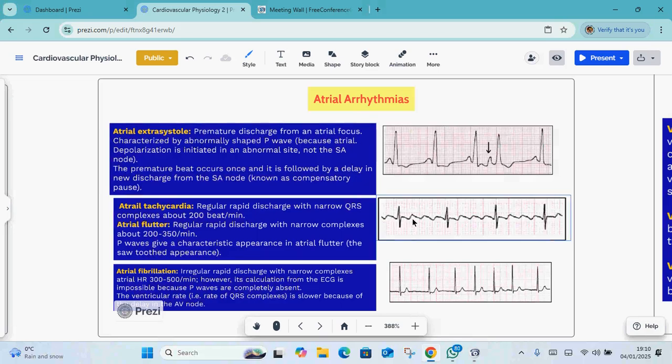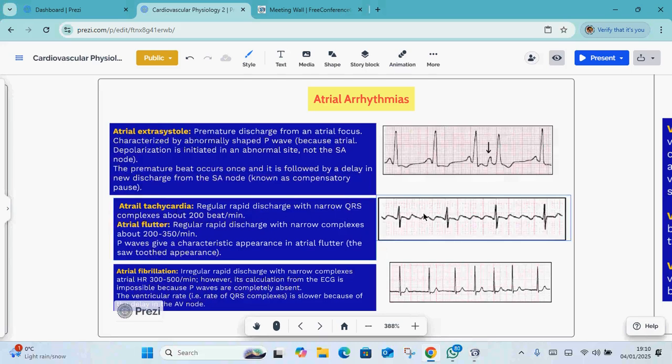Sometimes you have so many P waves. If you have so many P waves, this is called atrial tachycardia, and atrial tachycardia is normally around 200 beats. If the distance between 2 P waves is 1 box, that means 300. So you have a lot of P waves here, and not all of them have got a QRS complex. This is called atrial tachycardia.